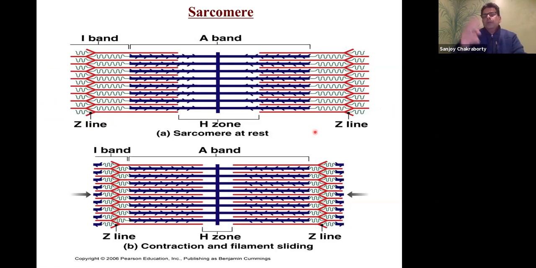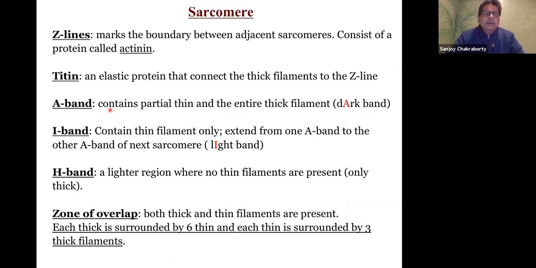So we have two bands, one from here to here, the A band, and one from here to here, the light band. Half of the light band belongs to this sarcomere, the other half belongs to that sarcomere. But this is how you can memorize. I wrote down in my slide that the A band contains partial thin and the entire thick filament, called the dark band. See the second letter A. Same thing here, light band, the second letter I. So the I band is the light band, and the A band is the dark band. You can memorize it that way. It's like a coincidence.